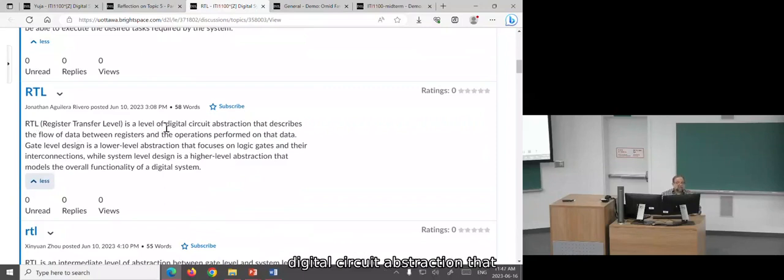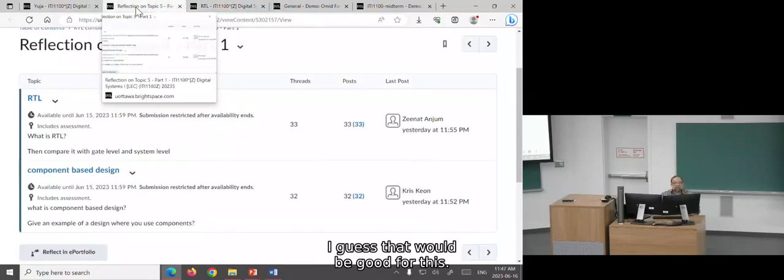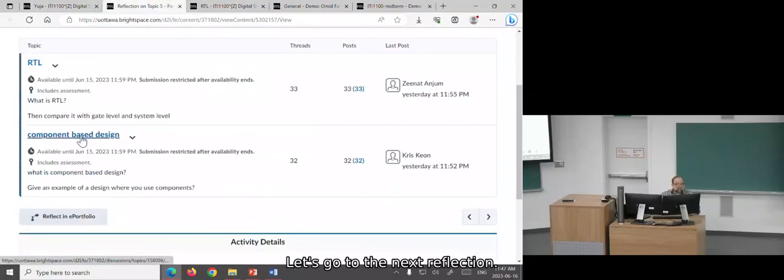RTL is a level of digital circuit abstraction that describes the flow of data between registers and the operations performed on that data. Very good. Gate level is a lower level that focuses on logic gates and their interconnections, while system level is a higher level that models the overall system. Very good. Let's go to the next reflection.